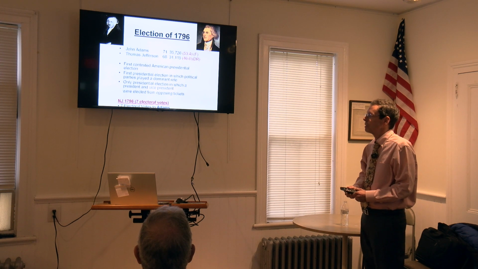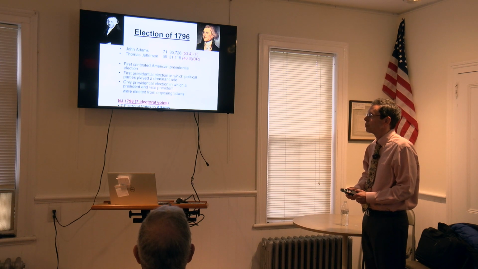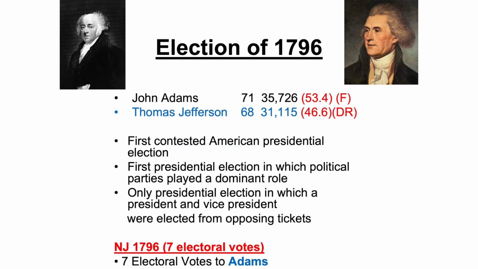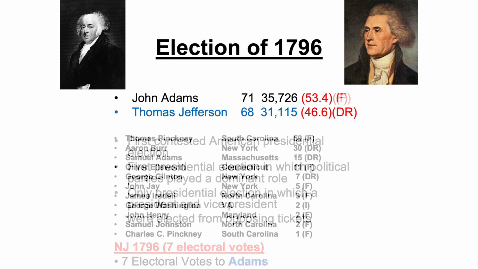It was the first contested election, and it was also the first with political parties. These parties developed the Federalist Party and the Democratic Republican Party, and it's the only election where the president and vice president were elected from opposing tickets. They've tried to fix this later. New Jersey had 7 electoral votes for Adams. They went for Adams rather than Jefferson.